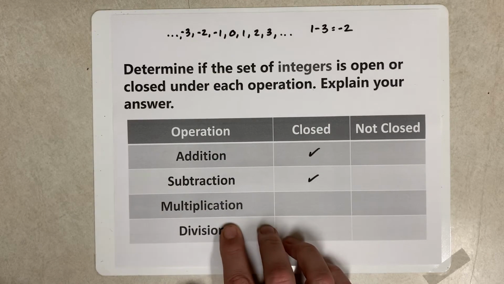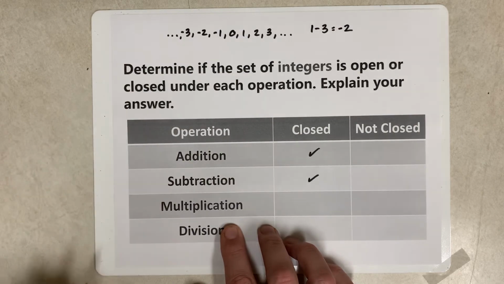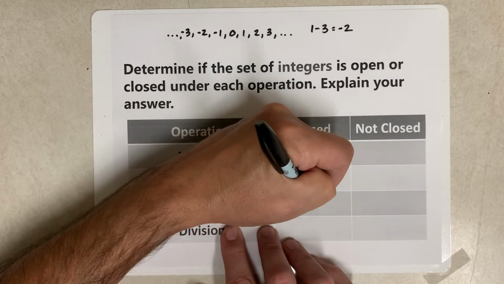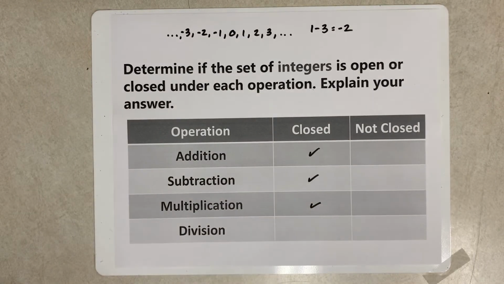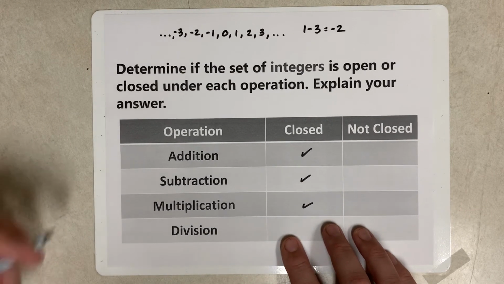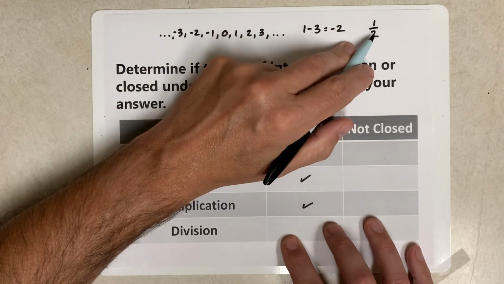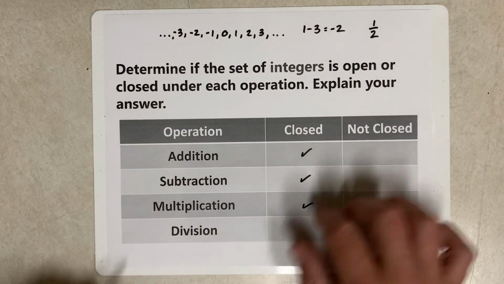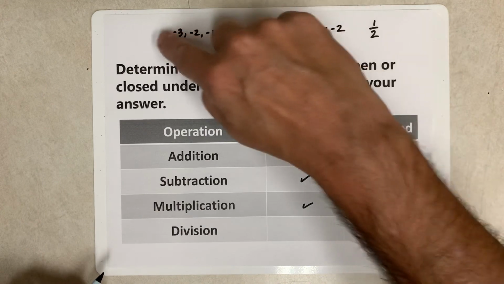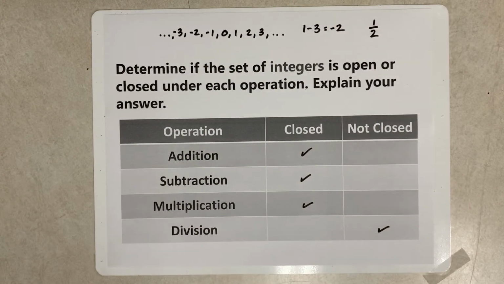Is it closed under multiplication? If you multiply any 2 of these together, are you going to get another one? And the answer is going to be yes. What about division, though? Well, we have the same problem we had before. If you take 1 divided by 2, 2 integers, and you divide them, you get a number that is not found in this list. And so we would say that is not closed under division for integers.